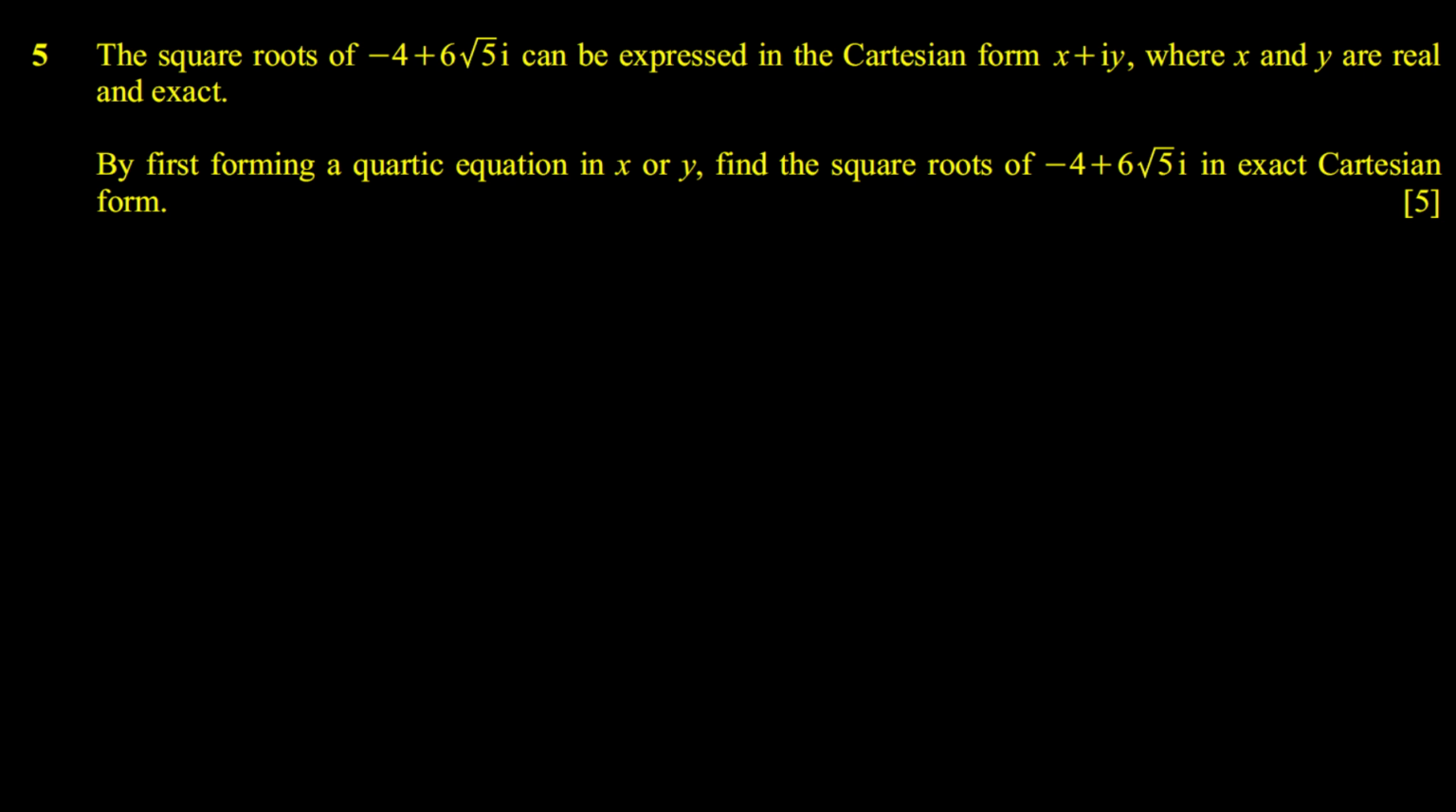The square root of -4 plus 6 root 5 i can be expressed in the Cartesian form x plus iy, where x and y are real and exact. By first forming a quartic equation in x or y, find the square roots of -4 plus 6 root 5 i in exact Cartesian form.